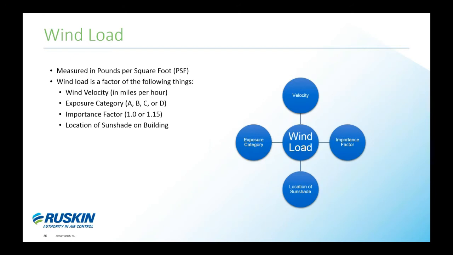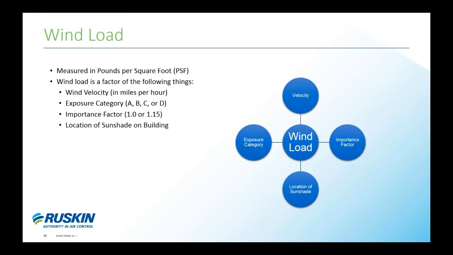Wind load affects blade spans. For example, a blade may be able to span 120 inches with 30 PSF wind load, but only 80 inches with 60 PSF wind load. That's where you have to start using your false outriggers. Be sure to know your wind loads and span requirements.